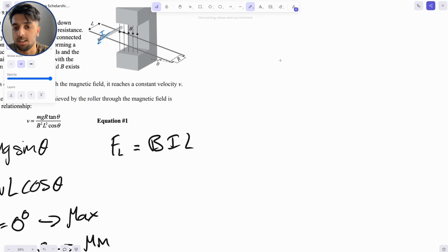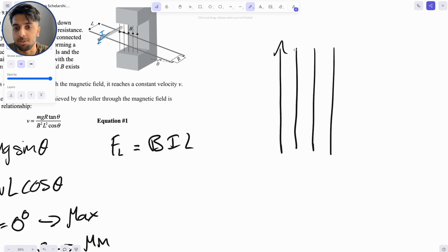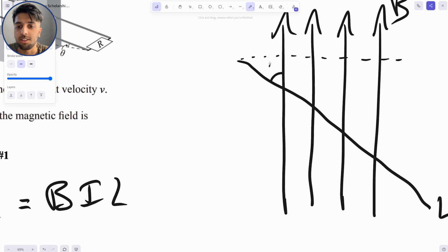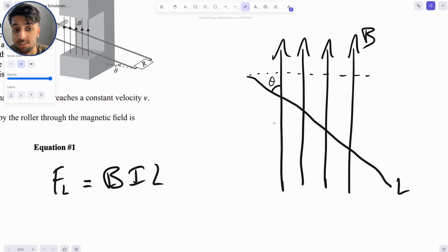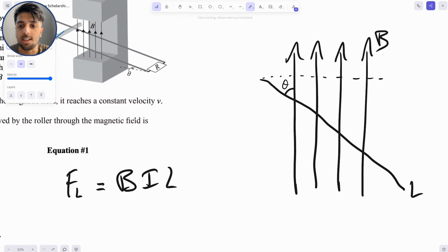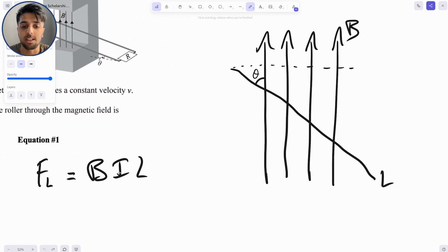However, in our case, we have our field lines. This is our B, and we have a line of L going down this way. We know that the force due to Lenz's law is greatest when it's perpendicular, so we can draw a perpendicular line like this. And this is our theta. However, the problem with this approach is that sine is not in this equation, only cos is in this equation. So we need to find a relationship of BIL that uses cos rather than sine.